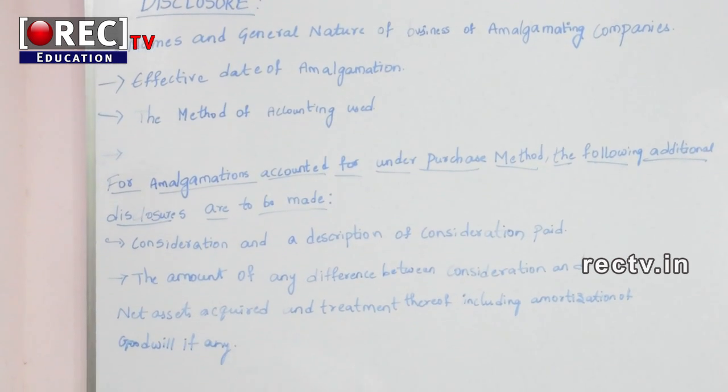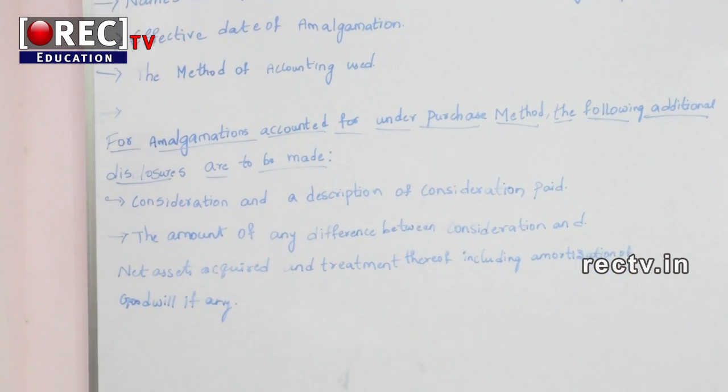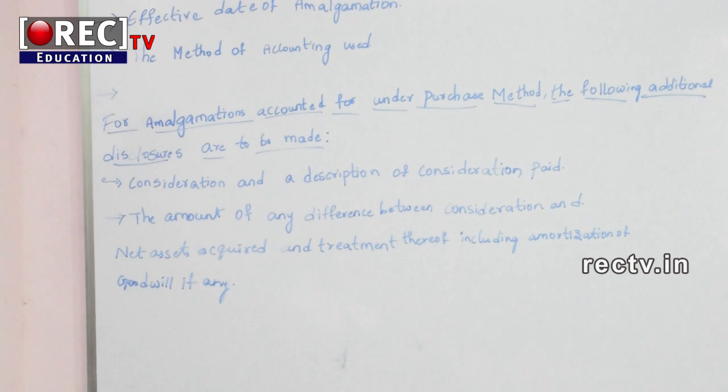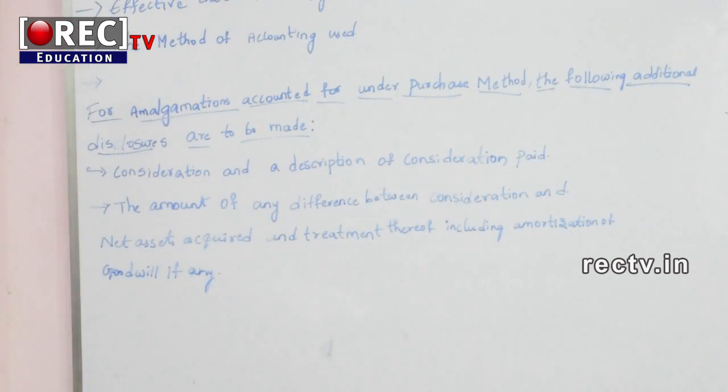We have already discussed that amalgamation is of two types. One is in the nature of purchase and the other is in the nature of merger. To account for that amalgamation, there are also two methods for the two amalgamations. If the amalgamation is in the nature of purchase, the method used to account for it in the books of both companies is the purchase method. If the amalgamation is accounted under the purchase method, these are some additional disclosures which are to be disclosed after disclosing the above three points.